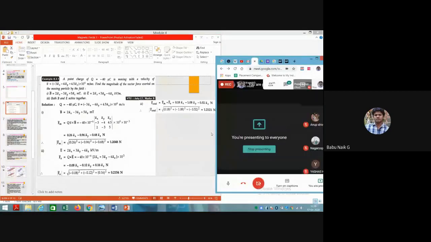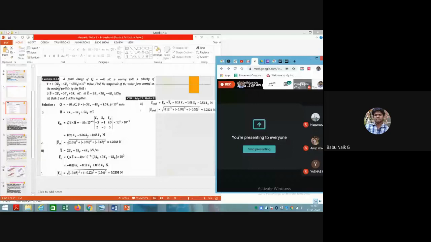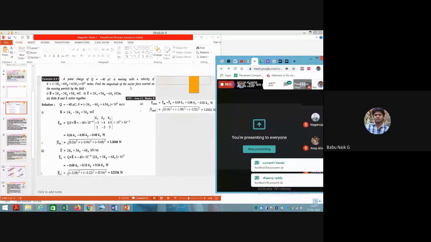So from this module, one problem will be solved here. The problem is given like this: a point charge Q equal to minus 40 microcoulomb is moving with a velocity of minus 3 a_x minus 4 a_y plus 4.5 a_z into 10 to the power of 6 meter per second. Find the magnitude of the vector force exerted on the moving particle by the field.